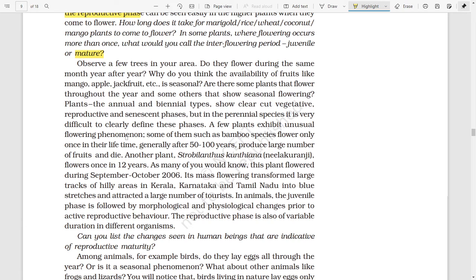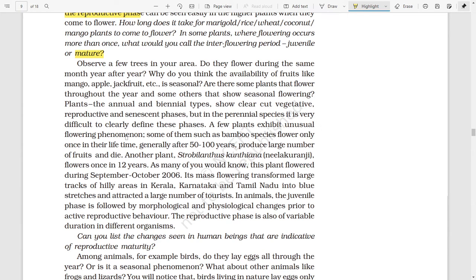Are there some plants that flower throughout the year and some others that show seasonal flowering? Yes, there are. Plants of the annual and the biennial types show clear-cut vegetative, reproductive, and senescent phases. But in the perennial species, it is very difficult to clearly define these phases.